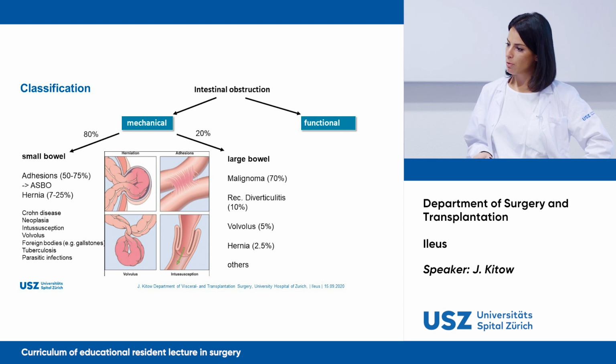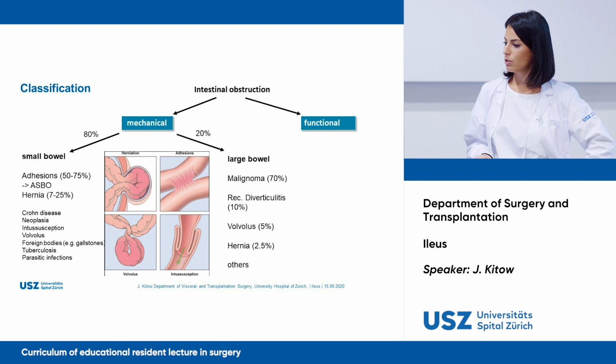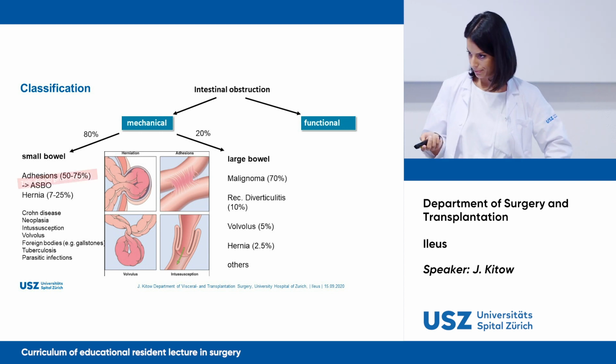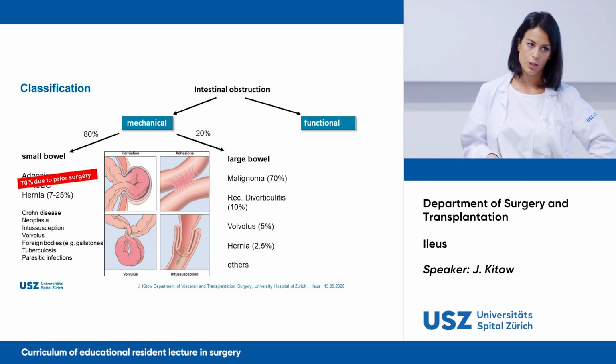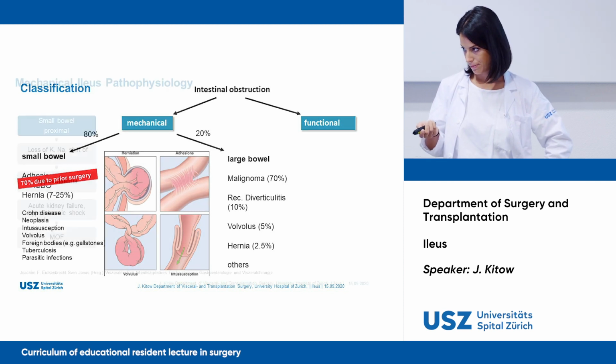Other reasons for small bowel obstructions are Crohn's disease, neoplasia, intussusception, volvulus, mostly found in younger children, foreign bodies such as gallstones, tuberculosis or parasitic infections, mostly found in the third world. But 70% of small bowel obstructions are caused by adhesions, which are caused by prior surgery.